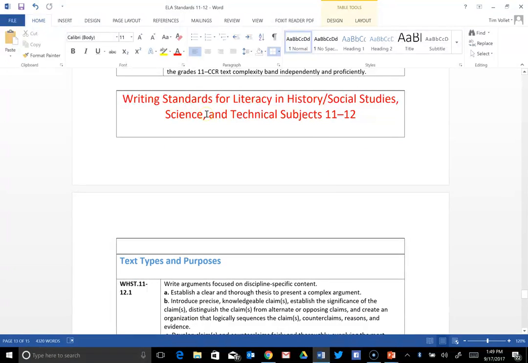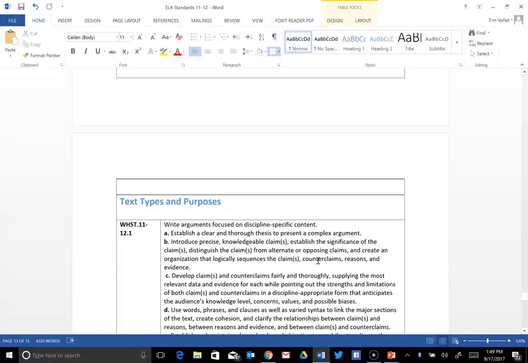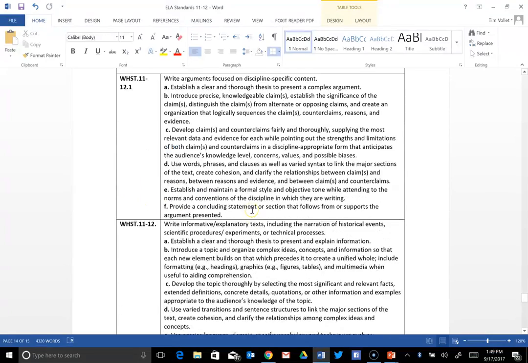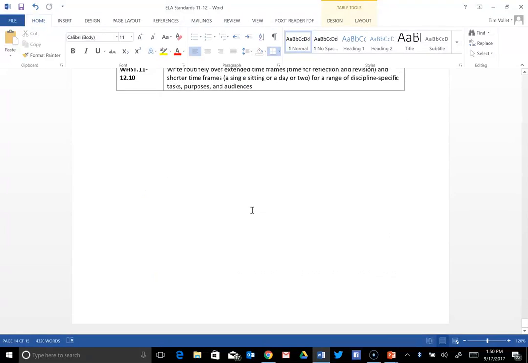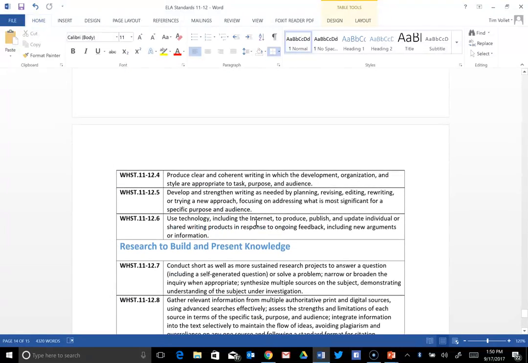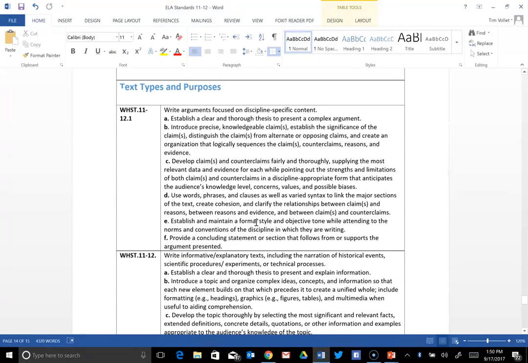Then the second category is the writing standards for literacy in social studies, science, and technical subjects. And they sort of combine these. There's not a separate section for science and history. So here they are. And it took me a while to do this, but I think if I was teaching English language arts, I would like to have this document, especially as we write the curriculum and do the curriculum maps and whatnot. You can just come in here and copy and paste what you need into the curriculum map and other areas.